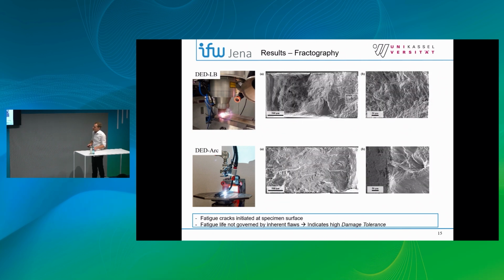However, when looking at the fracture surfaces, first we see clearly the crack initiation, crack propagation, and final overload fracture areas. But we did not observe any crack initiation on porosity, which means that the fatigue life is not governed by the process inherent flaws, but this indicates more that the material shows some very high damage tolerance towards these pores.